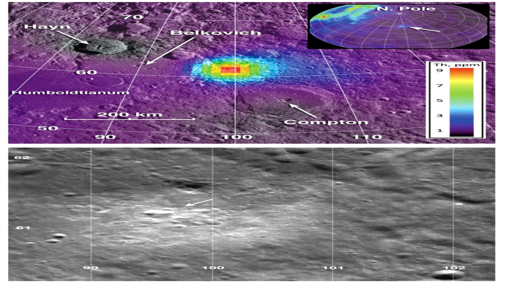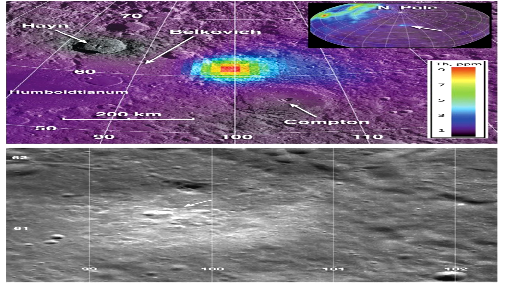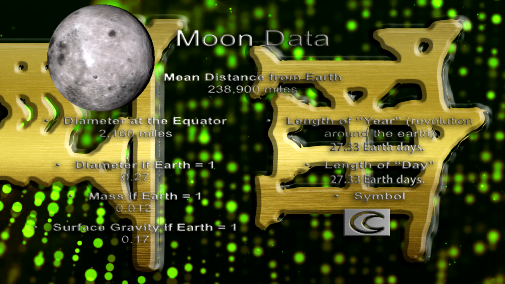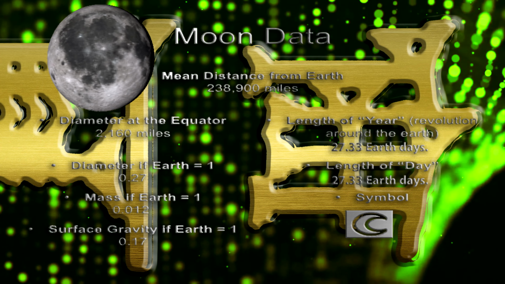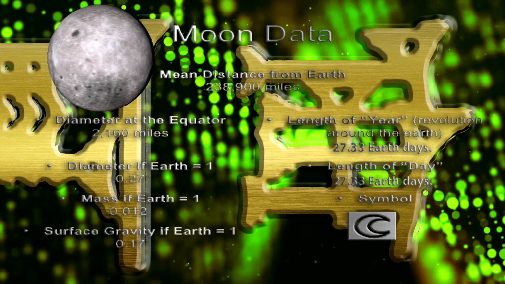The bases have been discovered on the moon to date. They were reactivated and are being used to mine moon minerals. Moon data. Diameter equals 2,126 miles. Distance from Tiamat equals 238,900 miles. The moon makes one complete orbit around Tiamat every 27.33 Earth days.